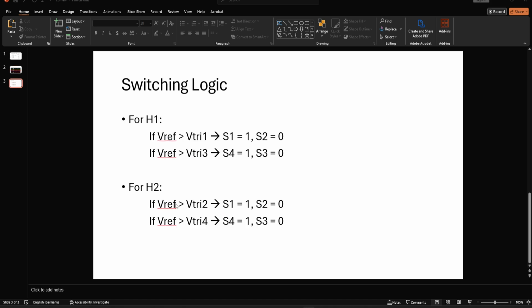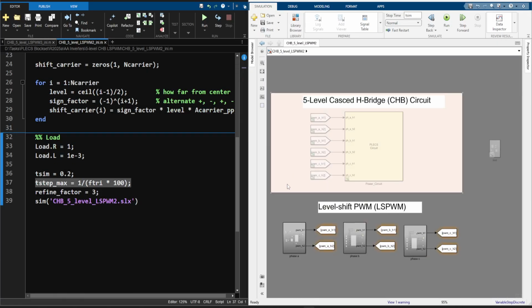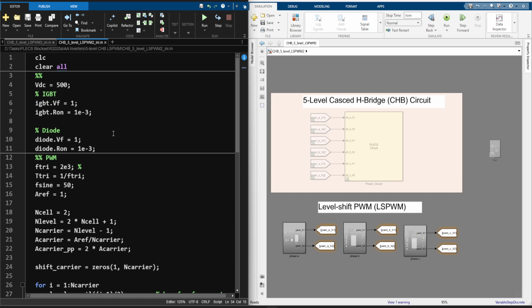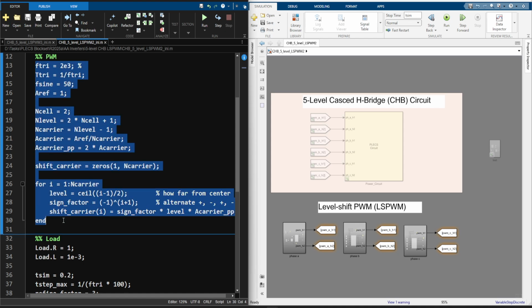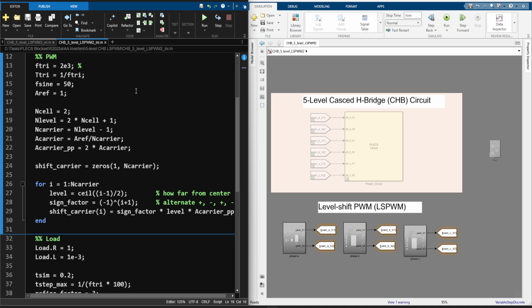And here is the relevant switching logic for that. I already have built up the simulation model so that we can gain some time. On the top I have some parameters for the IGBTs, and for the PWM generation, this is quite important. Let's go through each part in details.